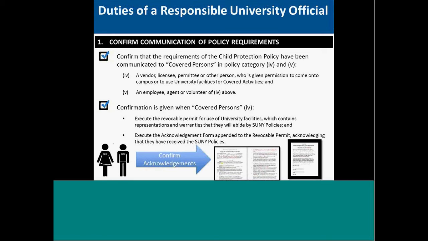The Boy Scouts also signs an acknowledgement form that is appended to the revocable permit, which says that they have received the policies, will abide by their terms, and that they have conducted sex offender registry searches for all of their employees, agents, and volunteers participating in the activity. The responsible university official must collect this acknowledgement form before the commencement of the Boy Scouts covered activity.